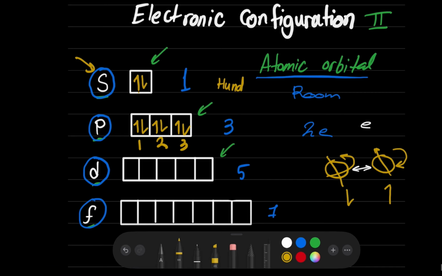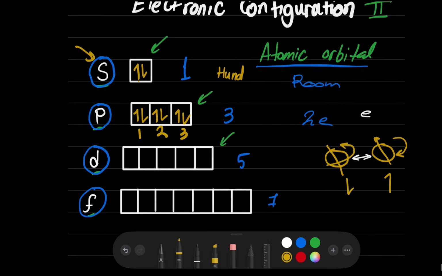The same story is repeated with the d orbitals. We start filling the d orbitals with 1, 2, 3, 4, 5, and then we pair them up like this. Recall again that the 2 oppositely spinning electrons come as a result of decreasing the repulsion between the 2 identical charges, which are electrons. And the same thing is repeated for the F subshell. We have 1, 2, 3, 4, 5, 6, 7, and then we pair them up like this.